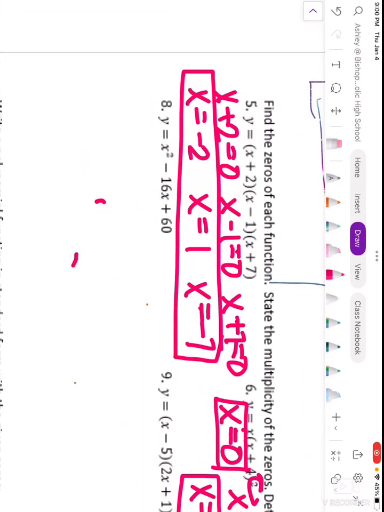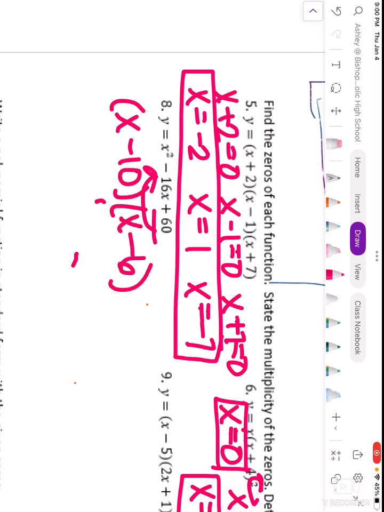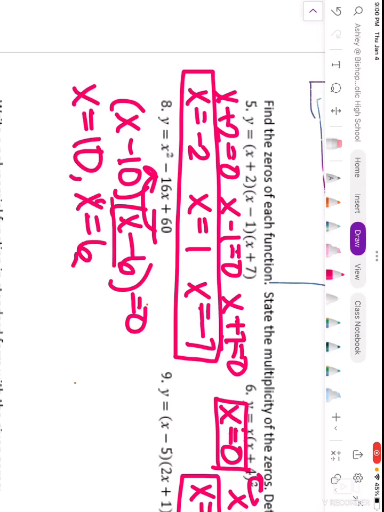8 needs factored first. It's not factored yet. So our factors of 60 that add to negative 16 are going to be negative 10 and negative 6. Negative 6 plus negative 10 is negative 16. Negative 10 times negative 6 is positive 60. So then if we set each of those equal to 0, that means x is 10 and x is 6.